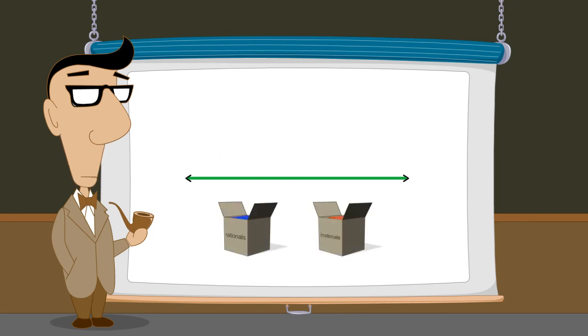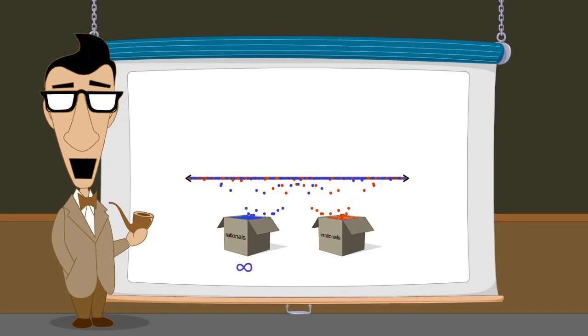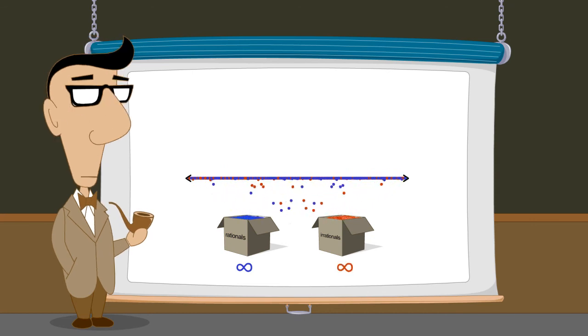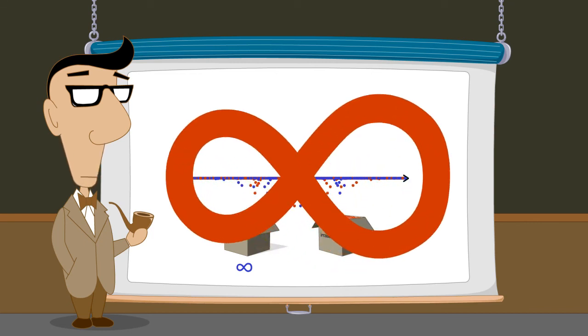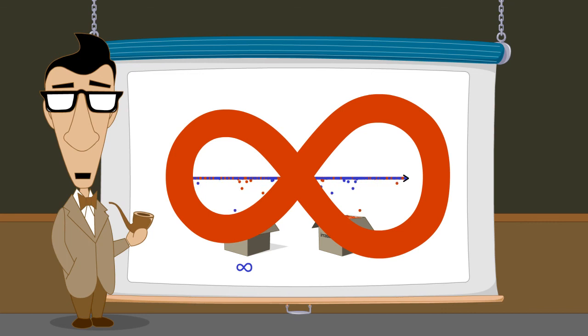So now we know that between any pair of irrational numbers are an infinite number of rational numbers, and between any pair of rational numbers are an infinite number of irrational numbers. And don't forget that there are infinitely more irrational numbers than rational numbers. If this makes your head want to explode, then congratulations. You are on your way to becoming a mathematician.